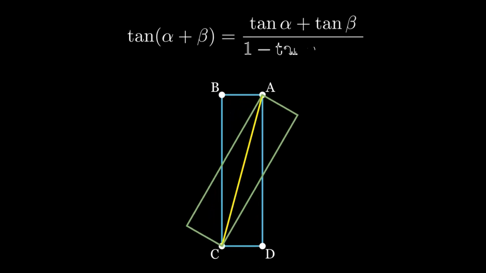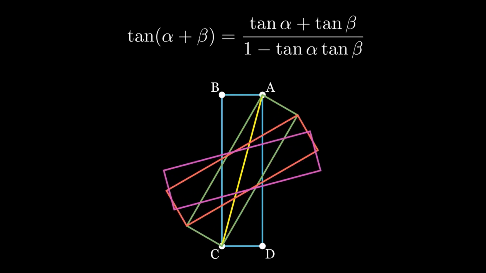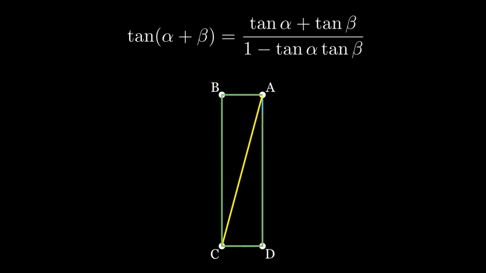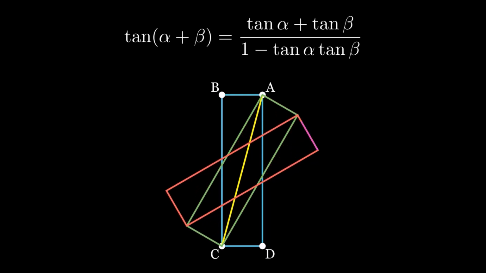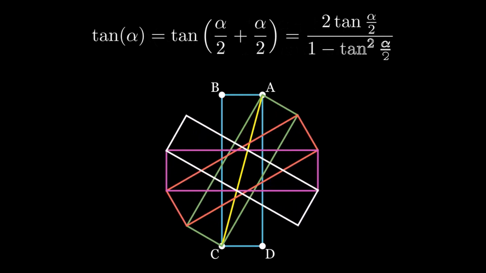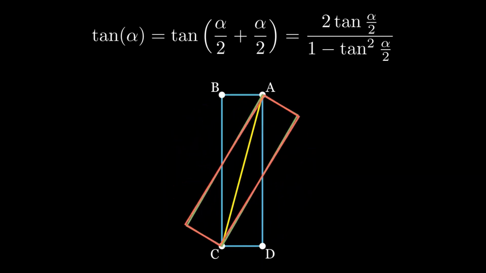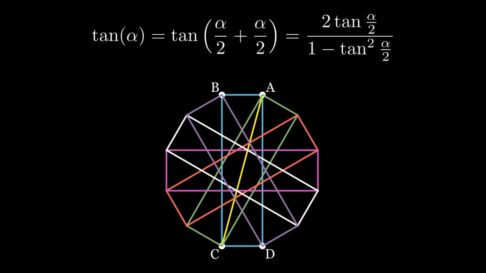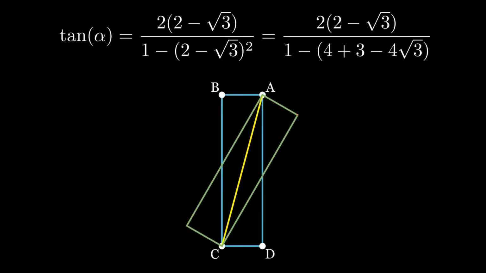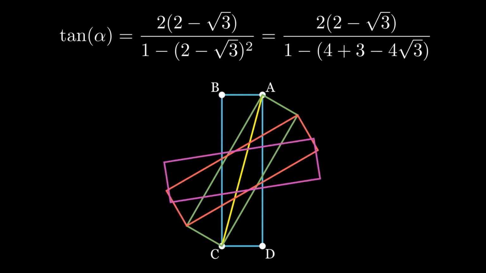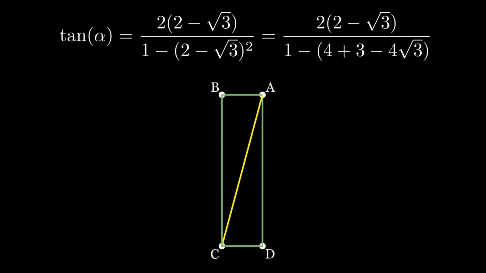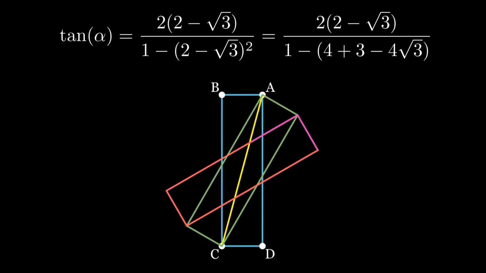Next, we use the tangent addition formula. Tangent of alpha plus beta equals the tangent of alpha plus the tangent of beta, divided by 1 minus the product of tangent alpha and tangent beta. For the full rotation angle, we calculate tan of alpha equals tan of (alpha over 2 plus alpha over 2), which equals 2 times tan of alpha over 2, divided by 1 minus tan squared of alpha over 2. Substituting the value of tan of alpha over 2, we get tan of alpha equals 2 times the quantity (2 minus the square root of 3), divided by 1 minus the square of (2 minus the square root of 3).